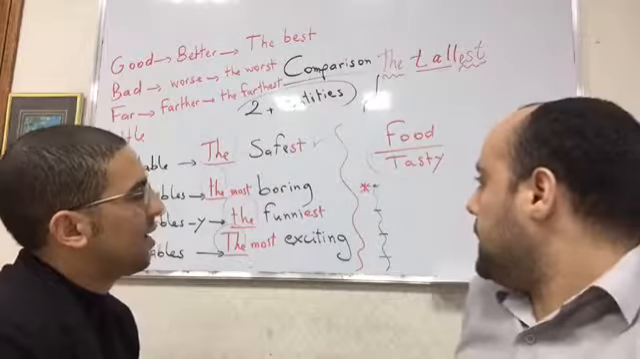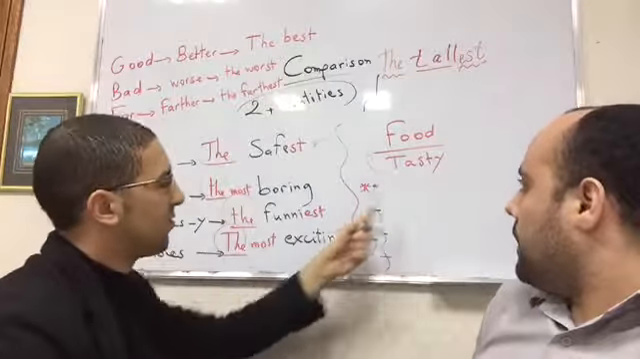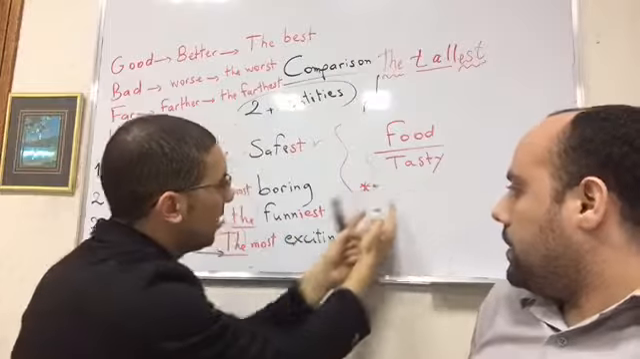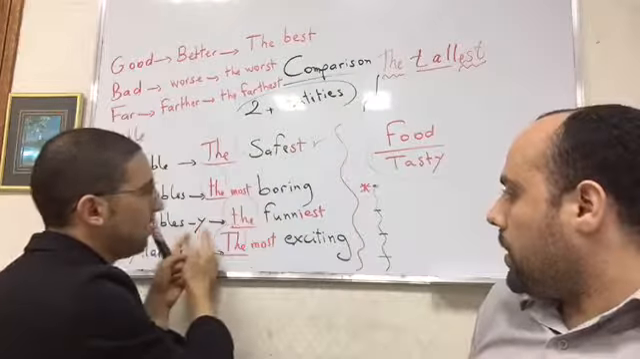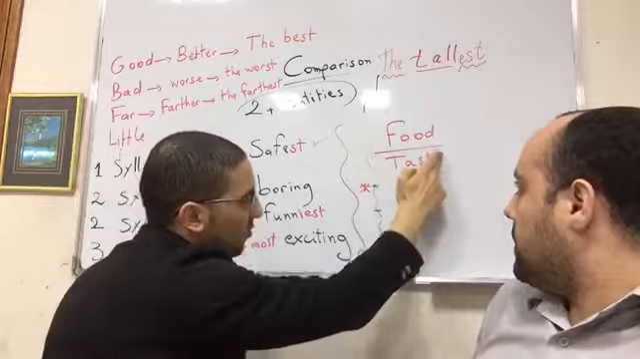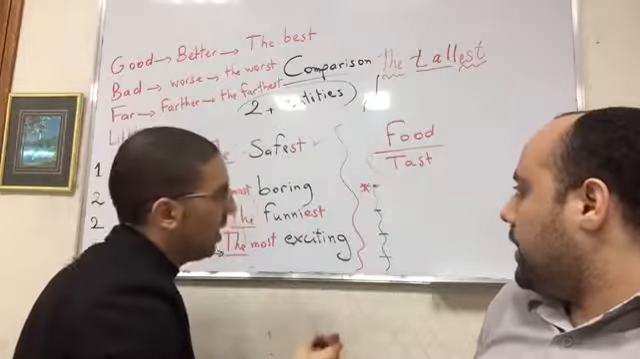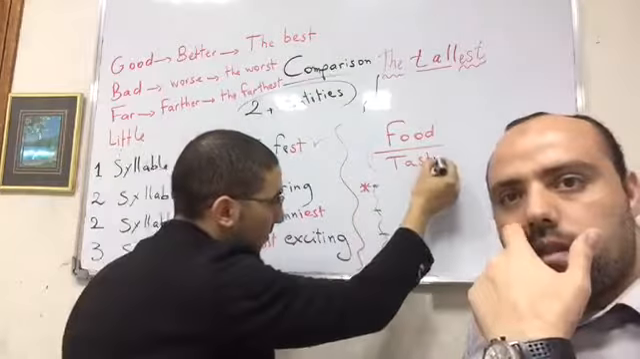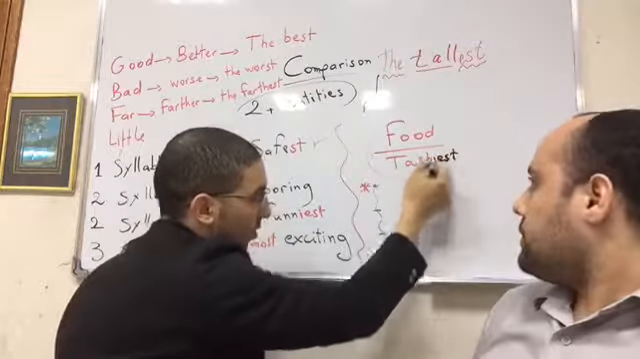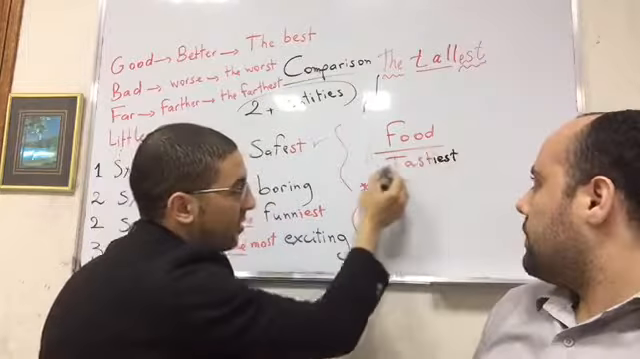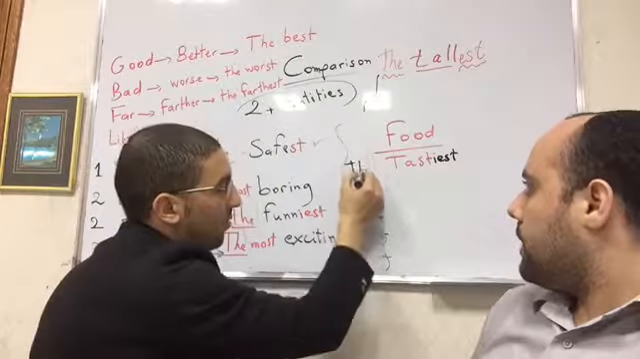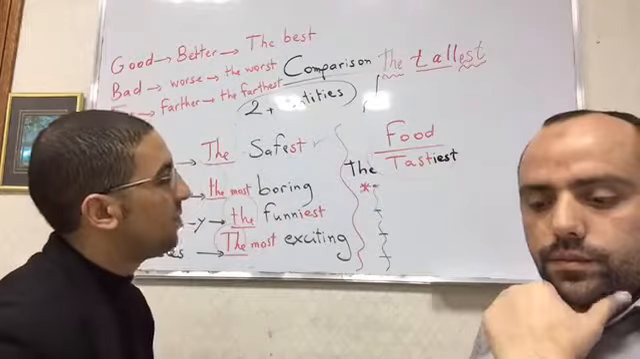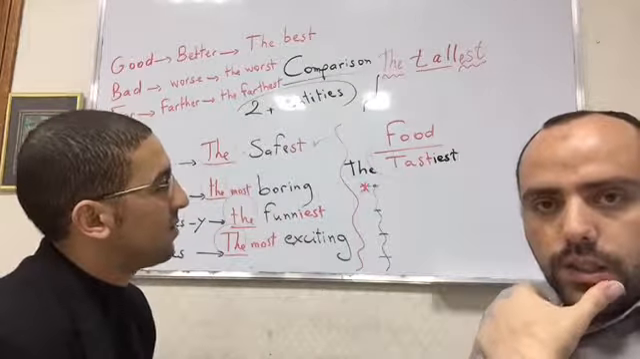What is the tastiest? Of course, tasty, as we said, has two syllables and we have Y there. So we're just going to remove it and add -iest at the end. And of course, as we said, always remember this. Never forget it. Bear it in mind. Always say "the" before the superlative. So I'm going to say the tastiest.